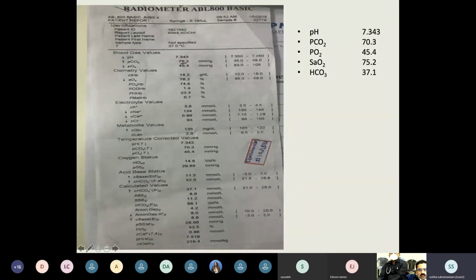So the pH is 7.343. So it is acidotic pH, but the change in the pH is small. So it looks like a chronic acidosis. What is the culprit? PCO2 is a culprit. So PCO2 has gone up from 40 to 70. So it is chronic respiratory acidosis.